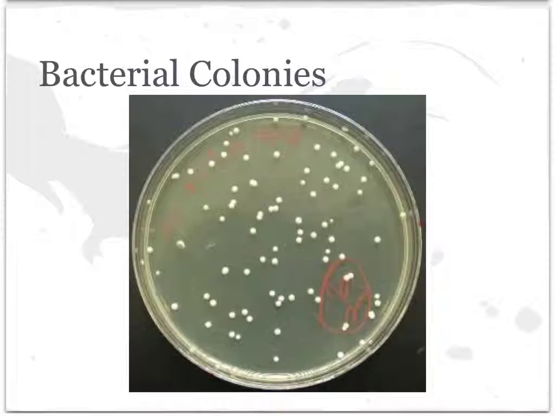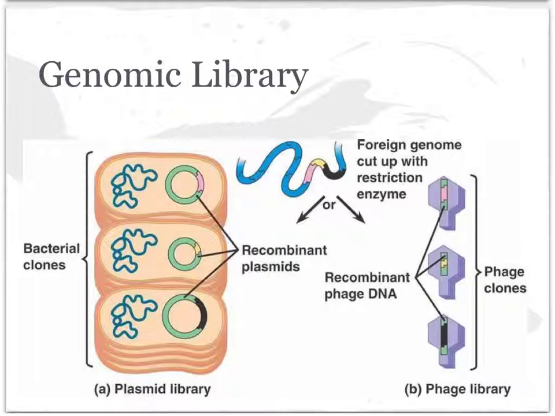Others have taken up other DNA that's not our gene of interest. And now our job is to figure out and detect which colonies, maybe this colony is the one that will have our gene of interest, maybe this one will. We don't know. We're going to figure it out by screening with a nucleic acid probe. But even though not every bacterial colony has taken up our gene of interest, all of the colonies as a whole represent what we're going to be calling a genomic library.